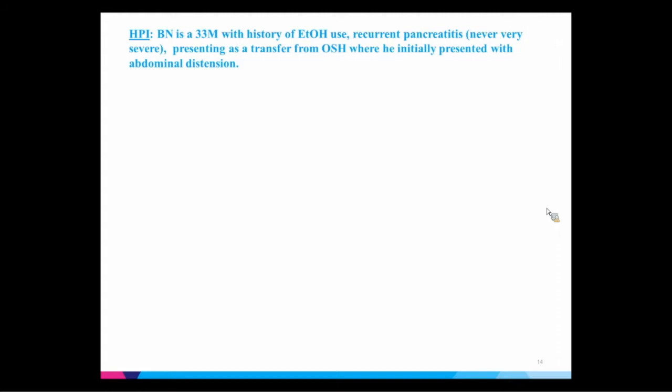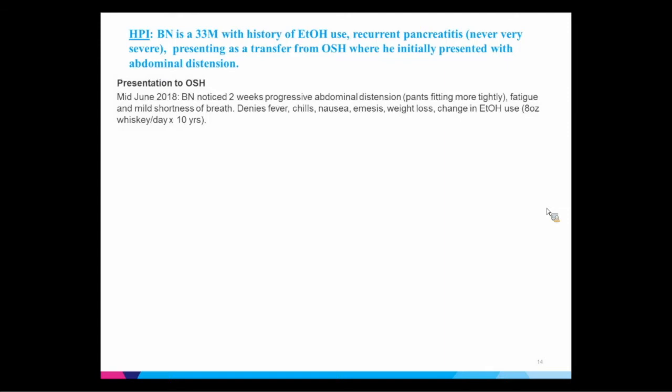But so BN is a 33-year-old man with a history of alcohol use and recurrent pancreatitis. He has been hospitalized a couple of times, but has never had severe pancreatitis, usually just a couple of days of hydration, then goes home. Presenting as a transfer from an outside hospital where he initially presented with abdominal distension. There are a lot of places we could go from that, so I'm going to give you guys more information just in the interest of time.